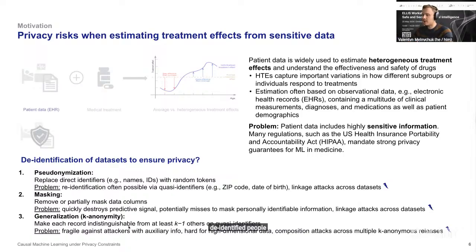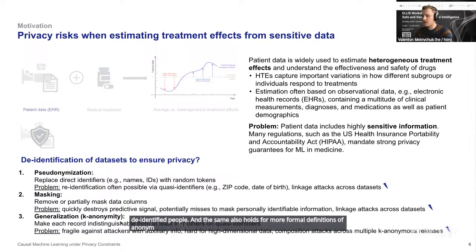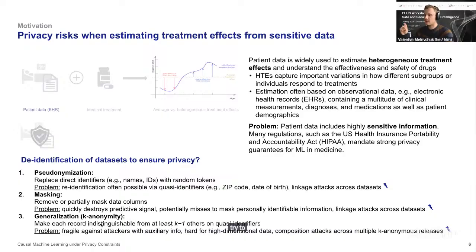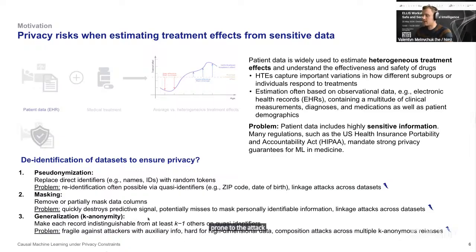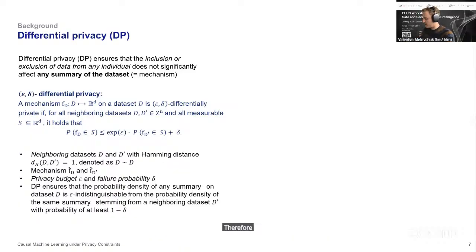The same also holds for more formal definitions of anonymization, for example, k-anonymity. In this case, we would try to change the data so that we wouldn't be able to distinguish any person from k minus one other units in the database. However, this approach is also prone to attacks, and it's quite hard to implement for high-dimensional data. Therefore, in our work, we considered the concept of differential privacy.